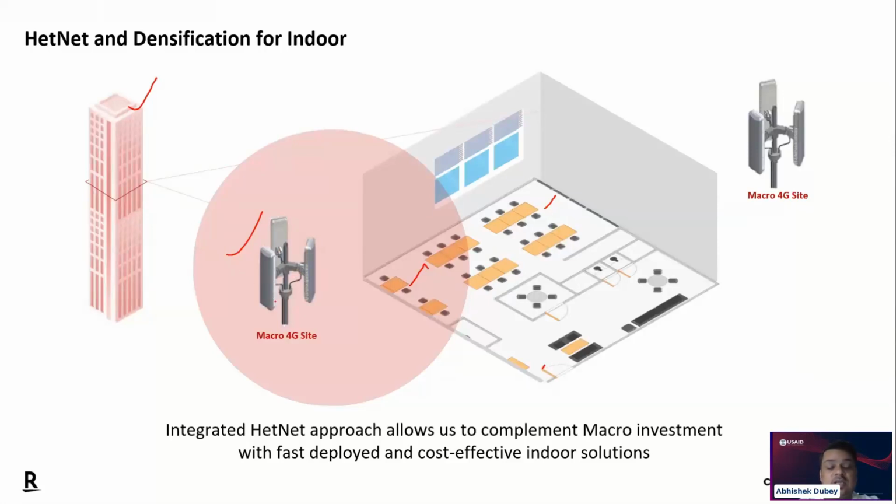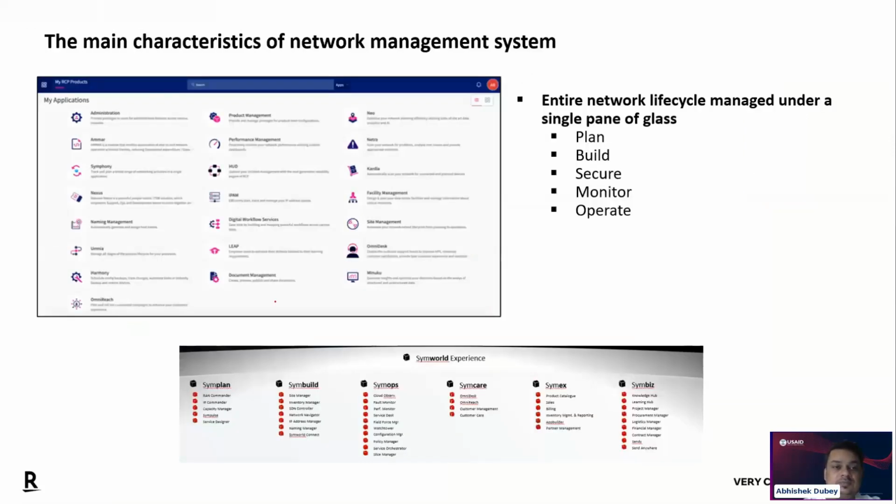So one site outside approaches the building for coverage and capacity, and you can also have indoor deployment with some small cells. So this is fast deployment and it's cost effective.